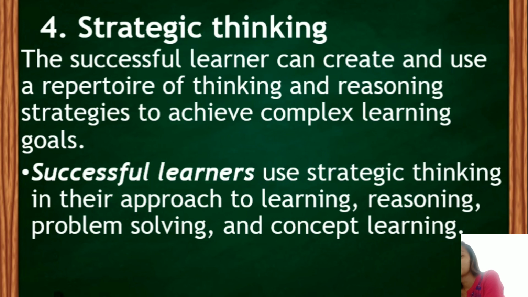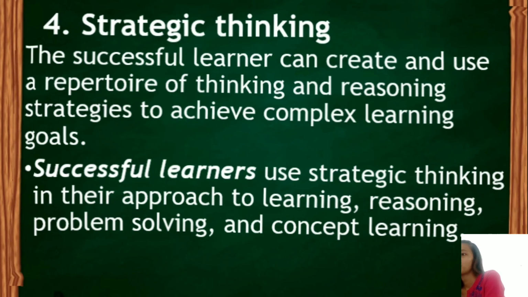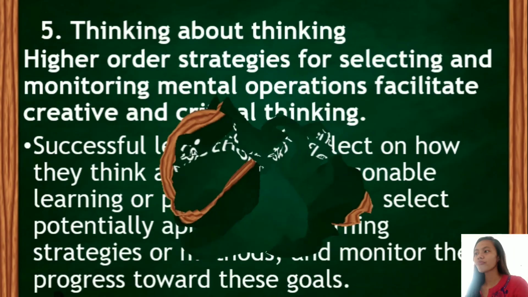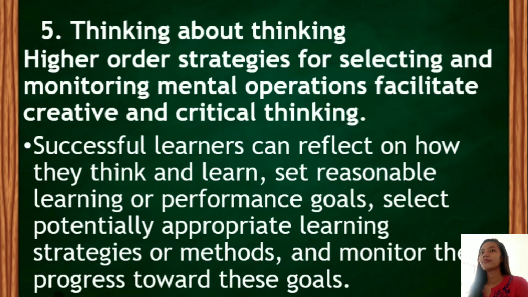So, number 5, thinking about thinking. Higher order strategies for selecting and monitoring mental operations facilitate creative and critical thinking. Successful learners can reflect on how they think and learn. Set reasonable learning or performance goals. Select potentially appropriate learning strategies or methods and monitor their progress toward these goals.